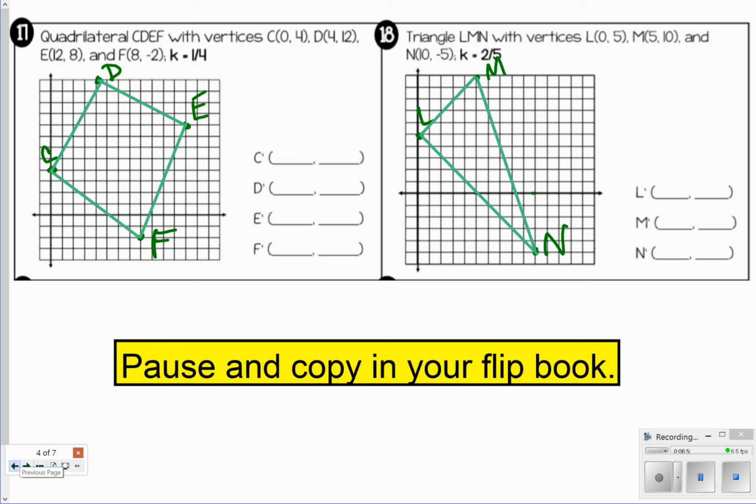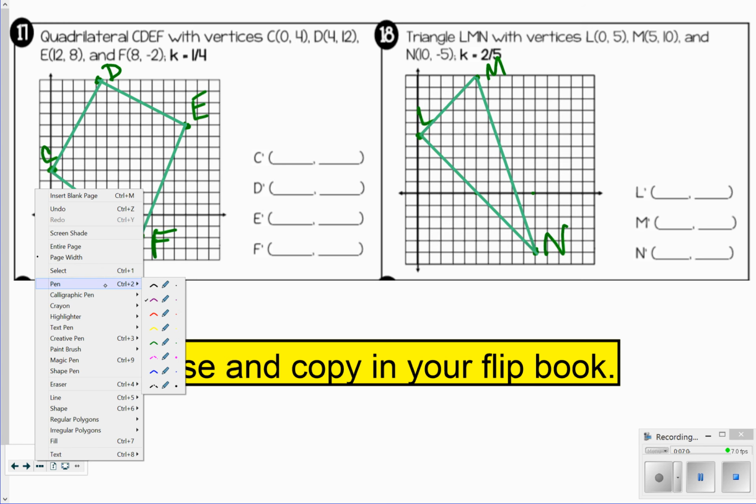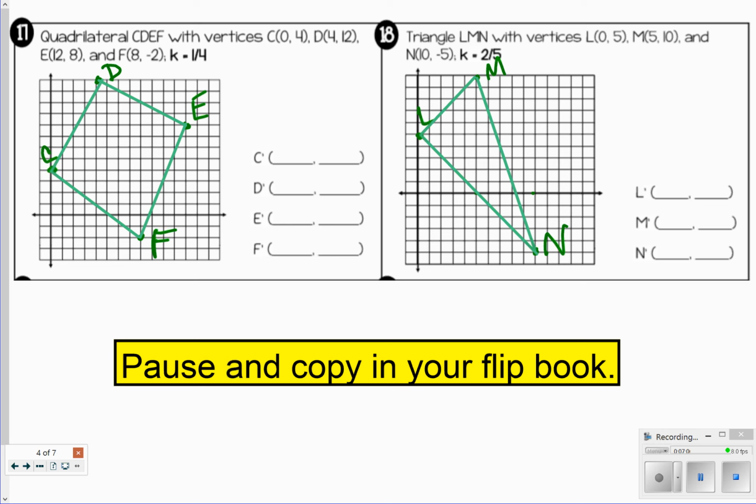All right, let's do some practicing with making our images smaller, our pre-images smaller. In this case, we have a scale factor of 1/4. That means we are going to divide all of our vertices by 4. So if C is (0, 4), then 0 divided by 4 remains 0, and 4 divided by 4 is 1. D is (4, 12), so 4 divided by 4 is 1, and 12 divided by 4 is 3.